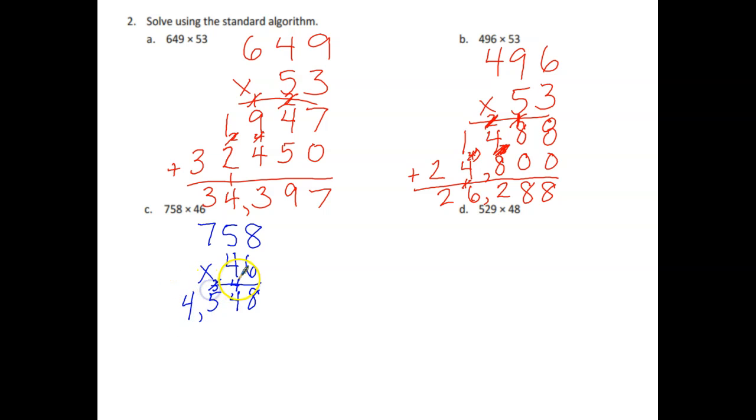All right, I'm done with those, so I can cross those out. Now I have 4 in the tens place times 8 ones. So 4 times 8 would be 32. But since it's 4 tens times 8, it's going to be 32 tens. So I need to put 32 in my tens place. But we know we can't put 32 in our tens place.